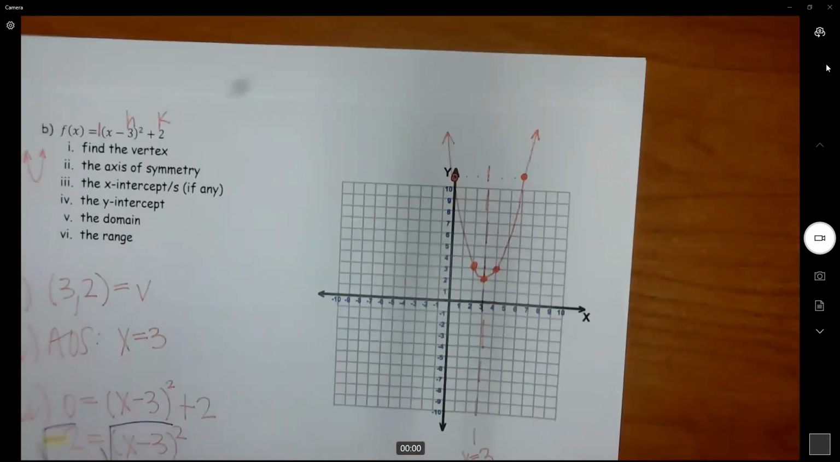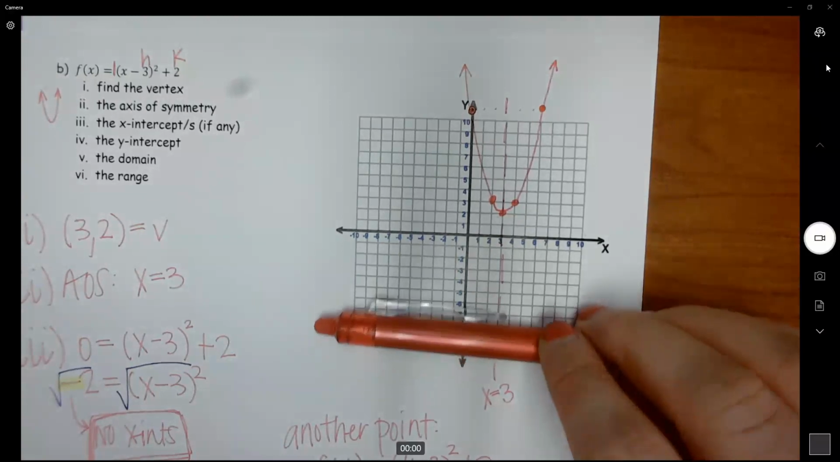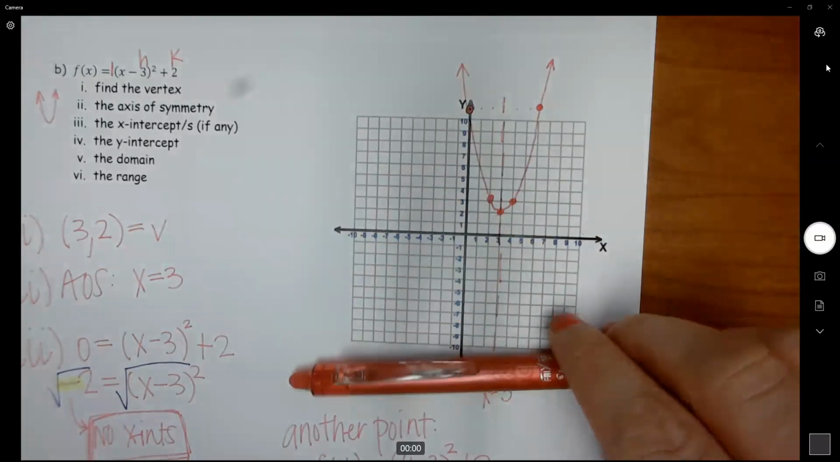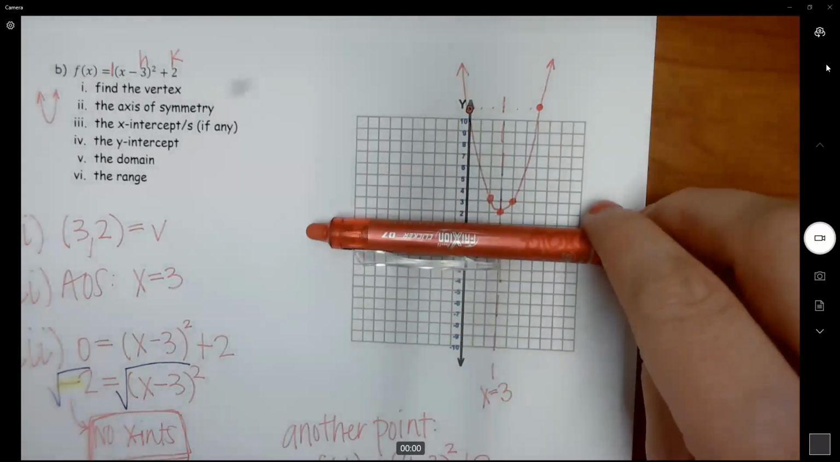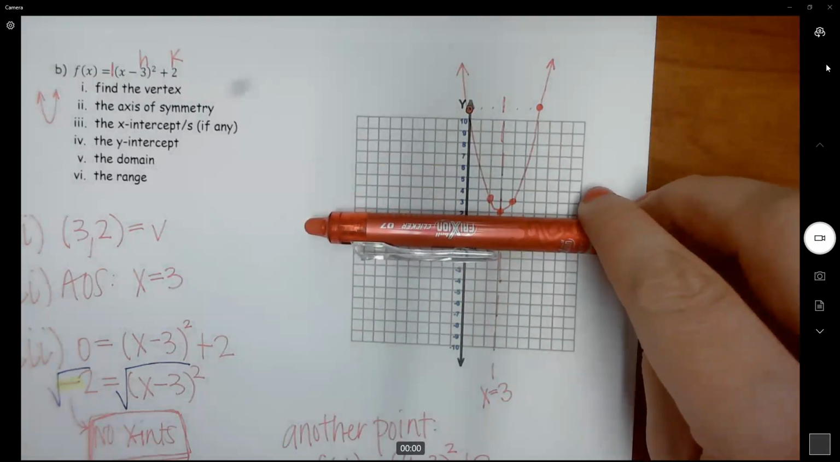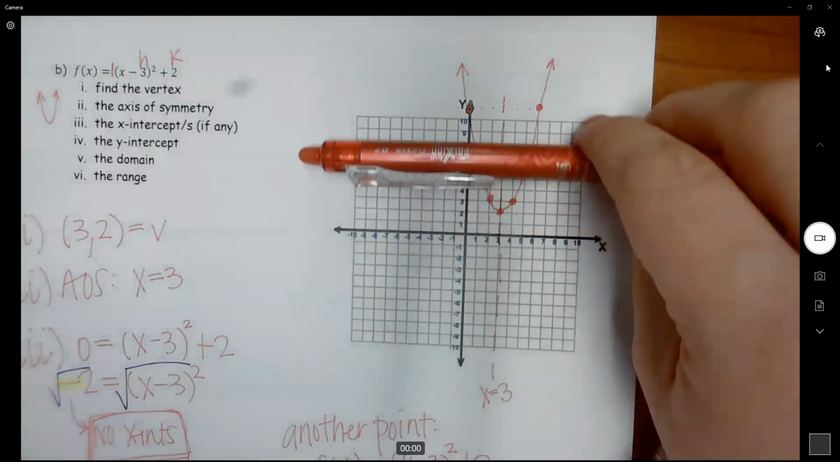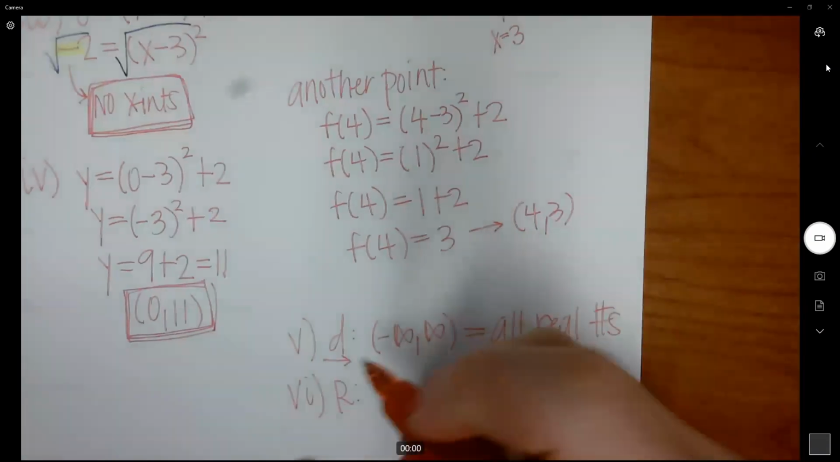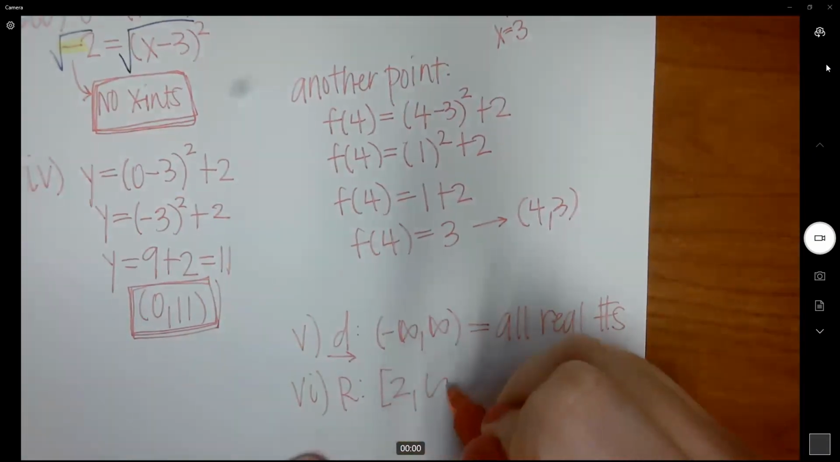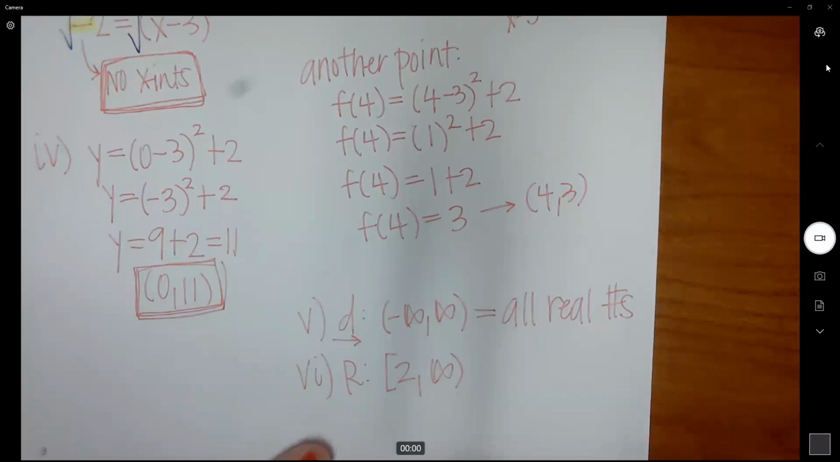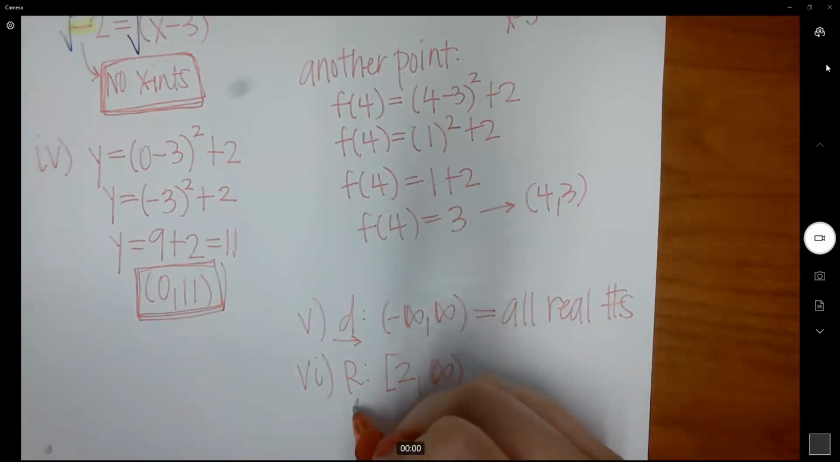Now your range is going to change. Range, you're going to go from the bottom to the top. So what is the least y value that we get? Right here at 2. And then the last thing I hit are arrows. So my range is 2 to infinity. I went bottom to top.